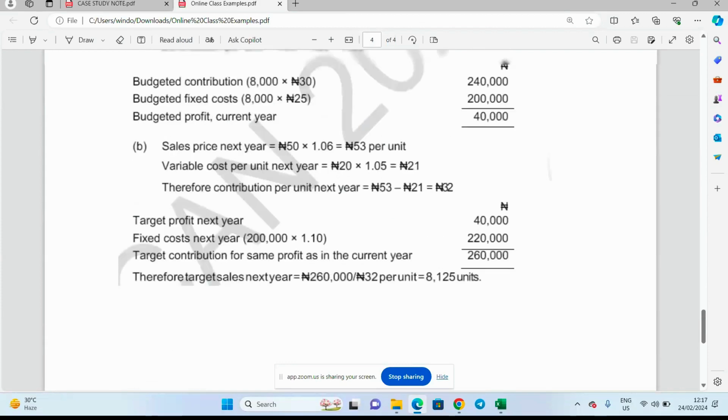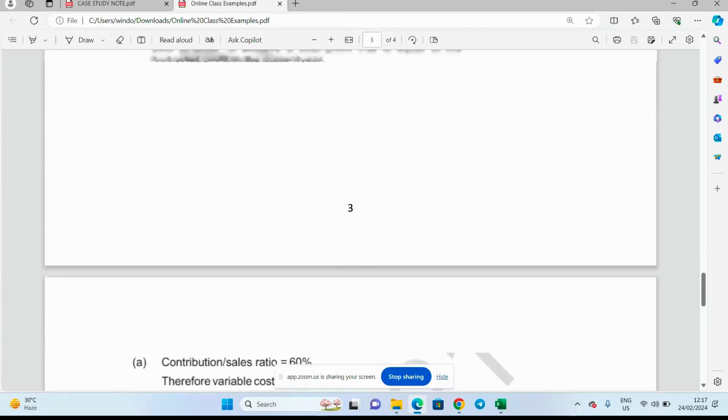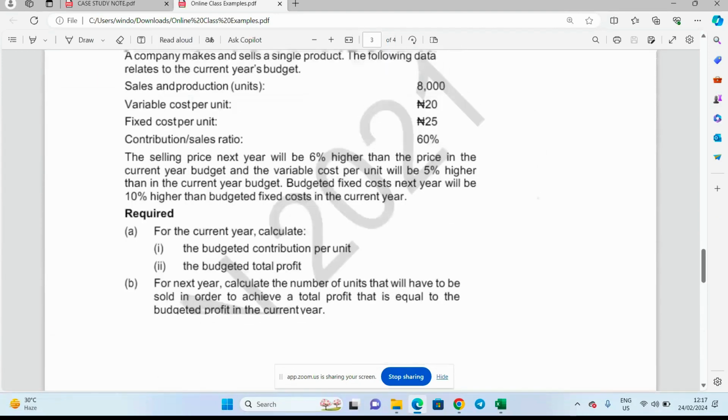What is the target profit for this? What's the profit we made this year? 40,000 naira, right? Yes, sir. And the formula for that is this. This is the formula for what they asked us to do.